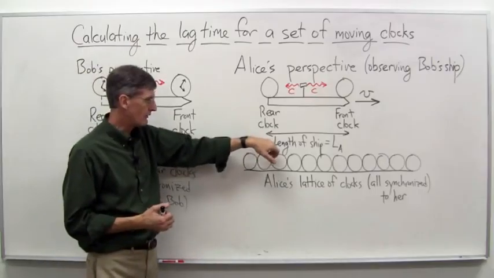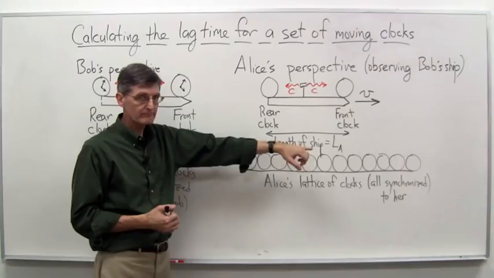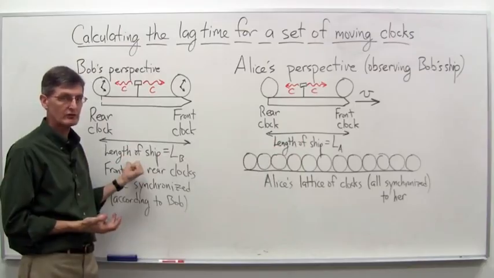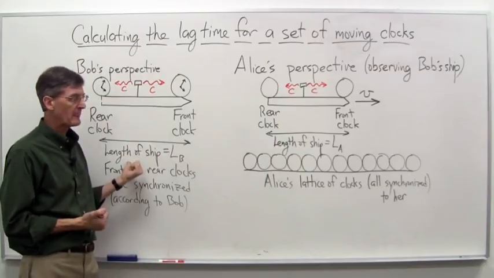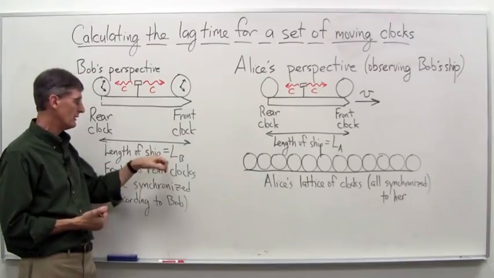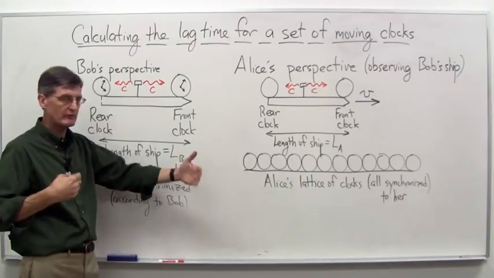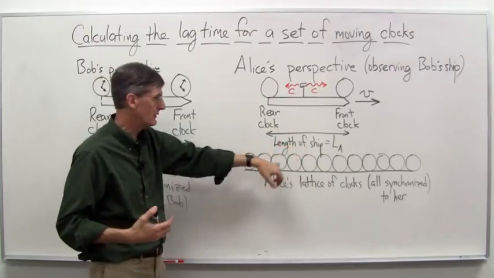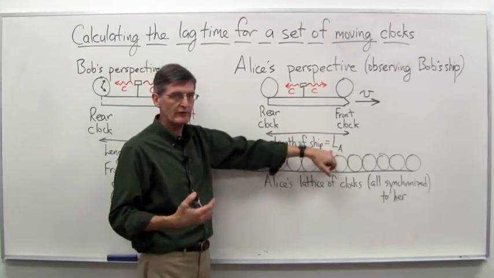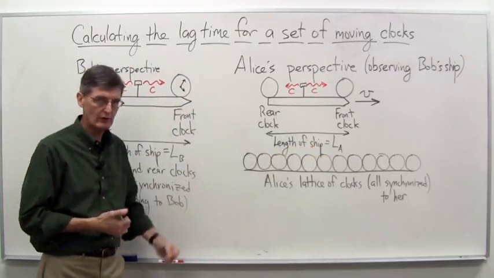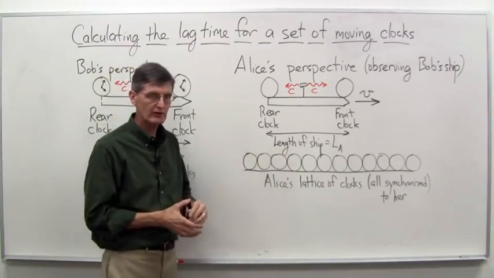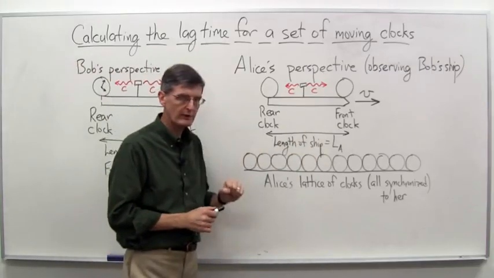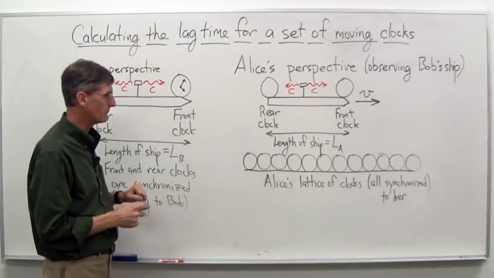Note that the length of the ship to her is L sub A, which is not necessarily going to be the length of the ship to him, because remember, we have length contraction. We're going to use length contraction a little bit later on here, but for now we'll just say Bob measures his ship at L sub B, some value. Alice's length for the ship is L sub A. It could be the same as L sub B, although as we know from previously, this thing called length contraction occurs, and we'll take that into account later. For now, we'll just say L sub A is the length she sees for the ship.